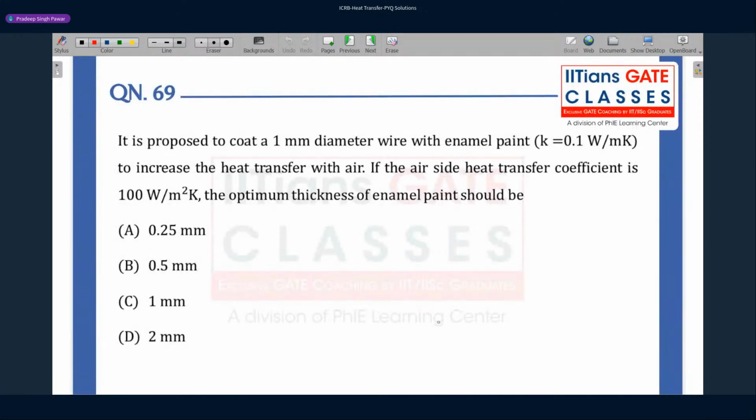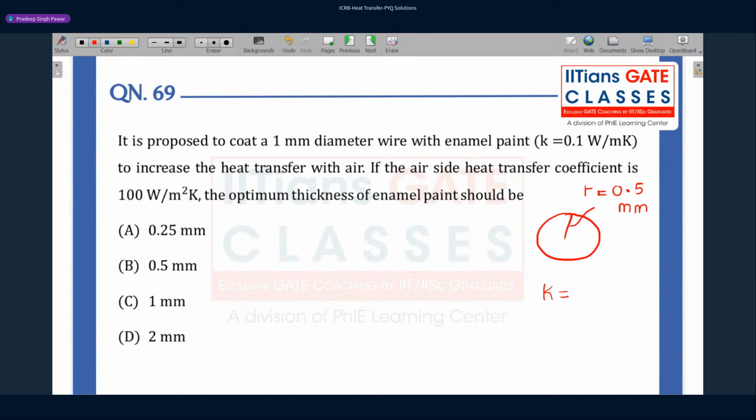It is proposed, again on the critical radius of insulation concept, to coat a 1 mm diameter wire. So what is the radius? The radius of the wire is 0.5 mm, with an enamel paint. The conductivity is given.